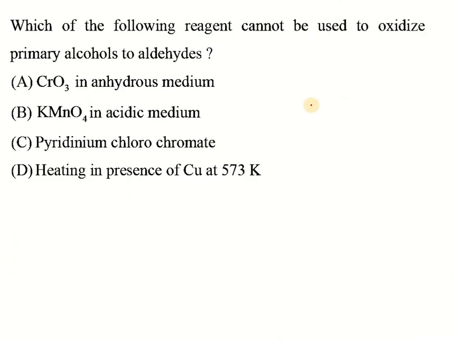Next question. Which of the following reagents cannot be used to oxidize primary alcohols to aldehydes? You know, mild oxidizing agents only convert alcohol into aldehydes, whereas potassium permanganate in acidic medium is a strong oxidizing agent. It can convert aldehyde also into carboxylic acid. So B is the right answer, which cannot be used in the oxidation of primary alcohols to aldehydes.